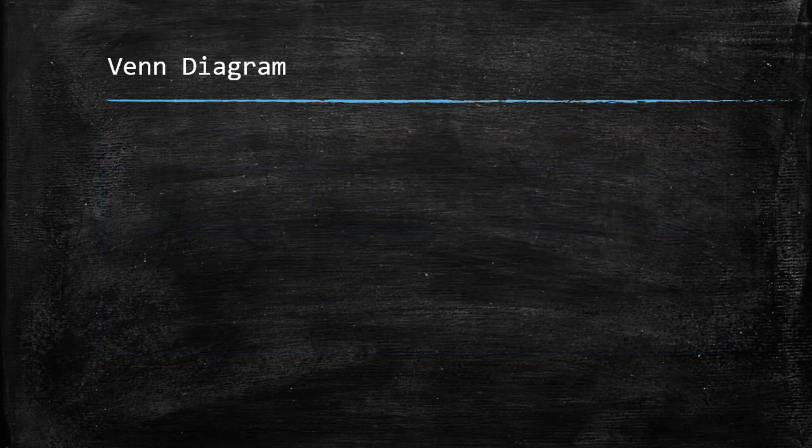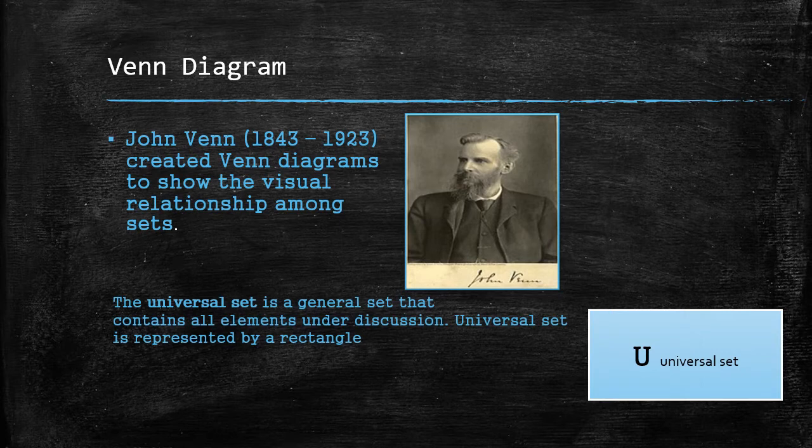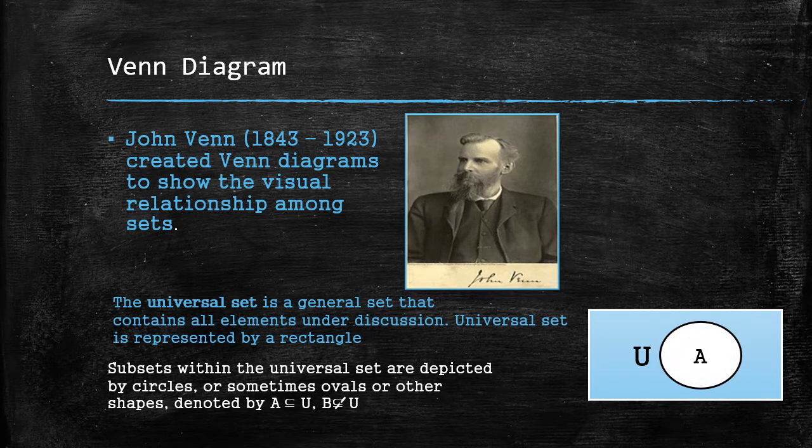Venn diagram. We have John Venn created Venn diagrams to show the visual relationship among sets. The universal set is represented by a rectangle, and the subsets usually with circles or ovals. And we denote the subset with a symbol that's similar to C. So in this case here, A is subset to U, while B is not subset to U.